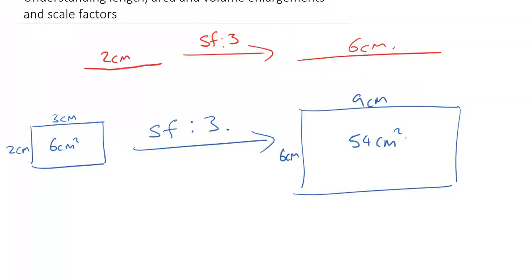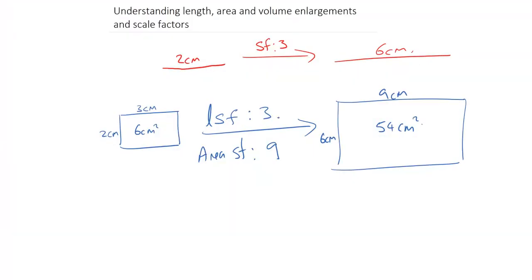Okay, I'm going to now refer to that original scale factor as the linear scale factor. Let's think about what an area scale factor might be. Well, I've got to think, how do I get from 6 to 54? What am I multiplying it by? And of course, if I do 54 divided by 6, I'm going to get 9. So my area scale factor was 9 when my linear scale factor was 3.